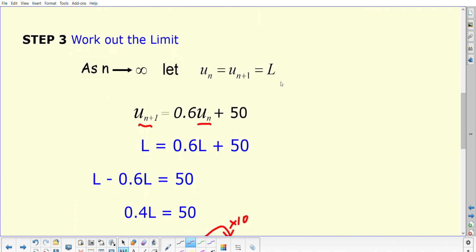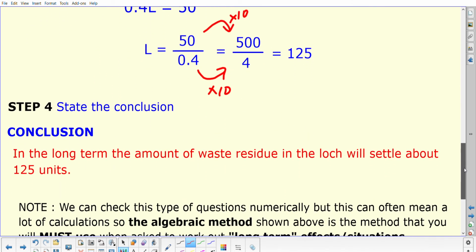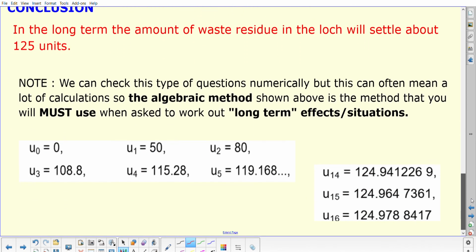Work out the limit by setting it up, introducing the letter L, and then replacing in the recurrence relation, and then doing the calculation. Now we could have done this numerically, however that can quite often mean lots and lots of calculations to get to the long-term situation, till you get to a point where actually it's levelled out on the calculator at 125, and that's what I'm saying about pressing the calculator over and over again. So I've emphasised here the algebraic method that I've just shown you must be used if you're asked to work out long-term effects or long-term situations.